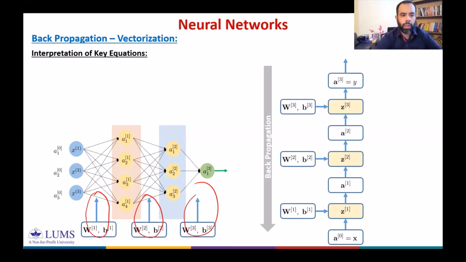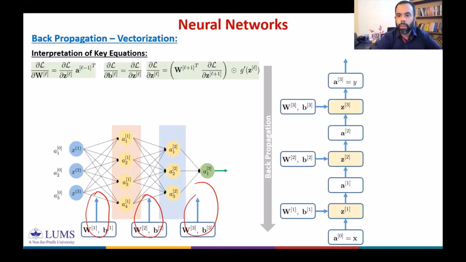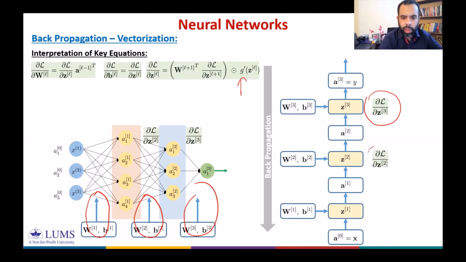And we have these three key equations for backpropagation. So using this equation, I first compute the base case, partial derivative of loss with respect to Z3. And using this, I can compute partial derivative of loss with respect to Z2. And using this, I can compute partial derivative of loss with respect to Z1.